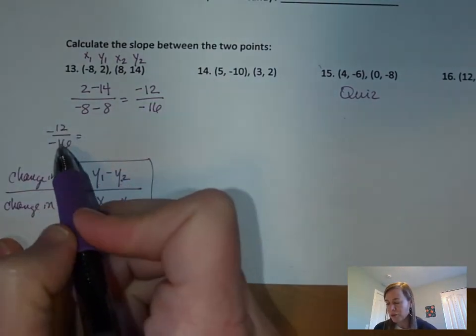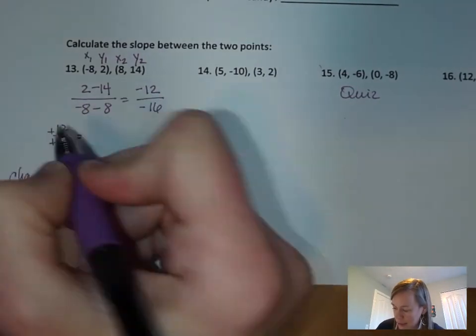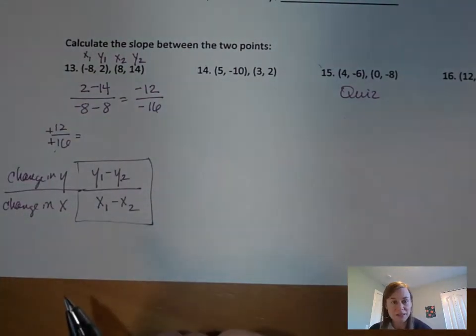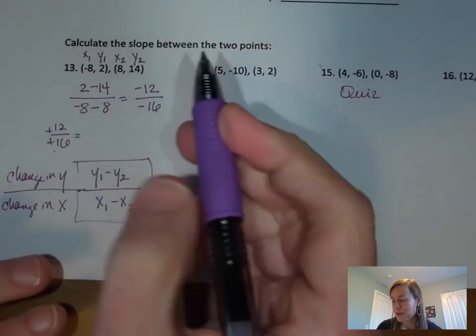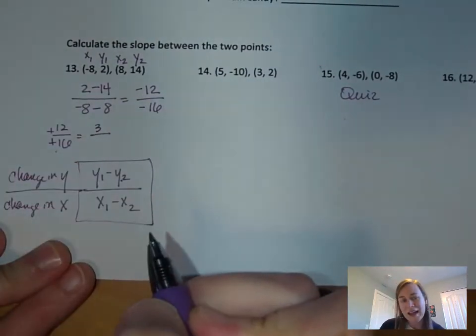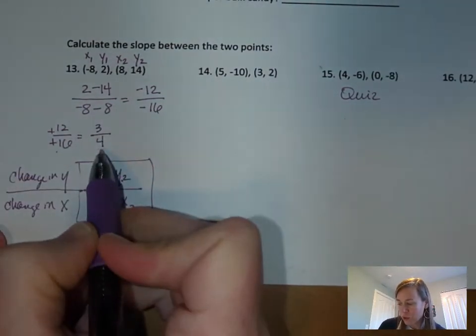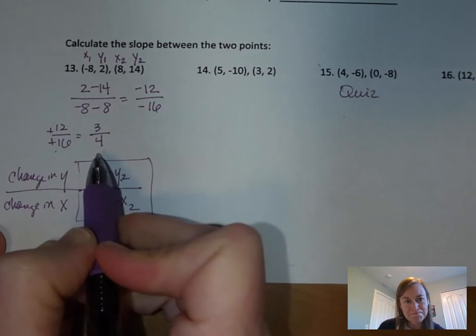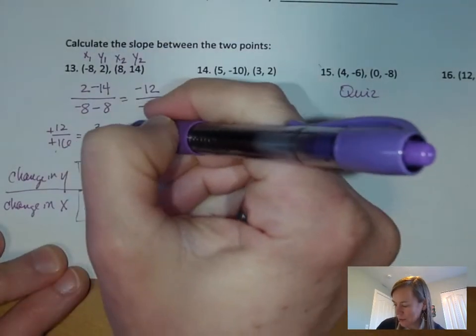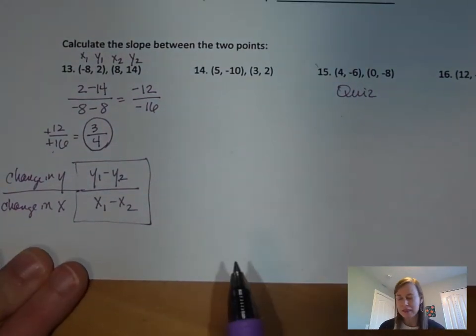If we divide those both, well, first of all, they're both negative. So we can just turn them into a positive, because a negative divided by a negative is a positive. And now it looks like we can divide both of those by 4. So 12 divided by 4 is 3. And 16 divided by 4 is 4. Now, is there any more that we can simplify this? No, that's it. So this is our slope, 3 over 4. Okay, let's go to number 14.